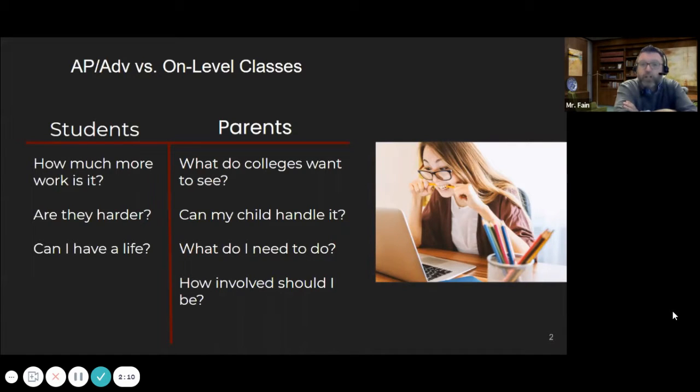Parents, different audience, have different concerns. You want to know what colleges want to see on a transcript. Then as a parent, you want to know if your kid can handle it. You want to know what you need to do or how involved you should be. You might not want to know how involved you should be, but I think it's going to be interesting for you to hear from these students when they talk about, as freshmen, maybe the kind of push and pull that they had from their parents as they got acclimated to high school. So that'll definitely be something covered later.